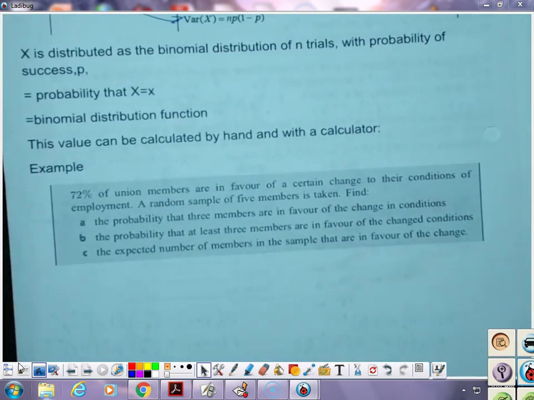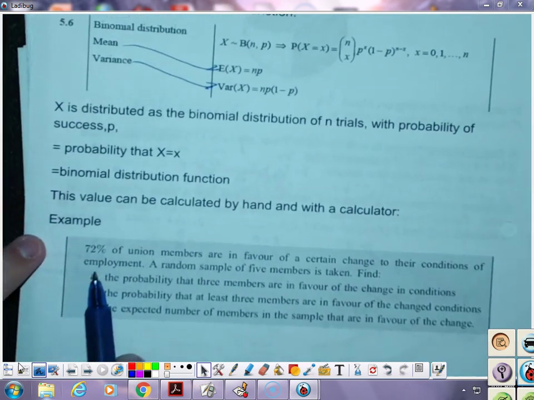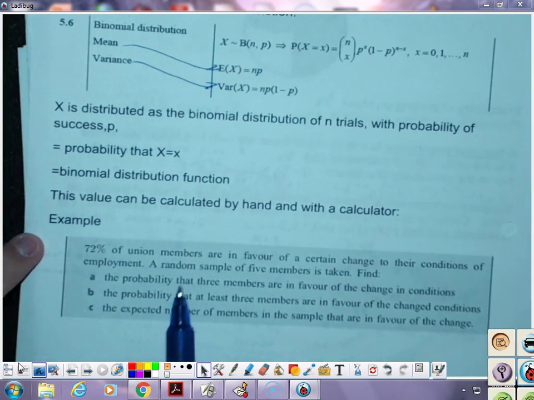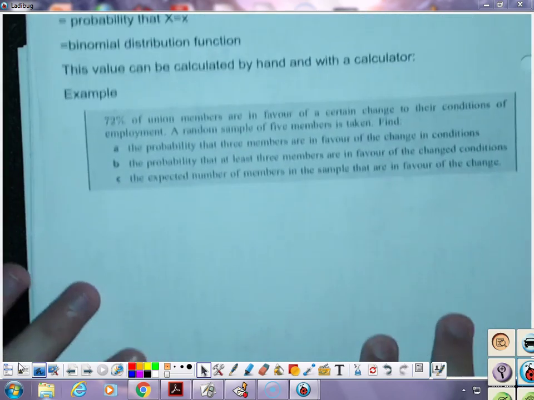example number 1. Alright, so we got 72% of... I'm just gonna go ahead and place the on here. Not the paper way up. Okay, Cora has requested to move the paper way up.